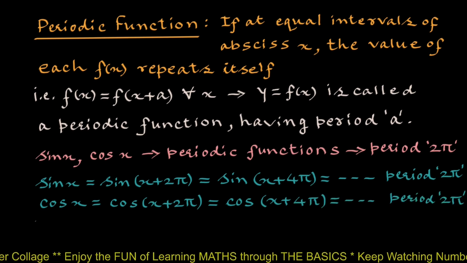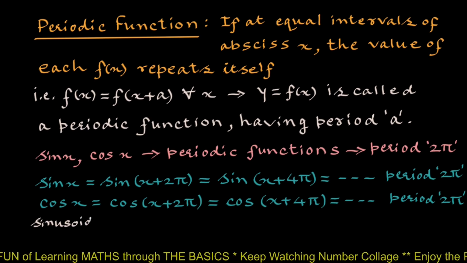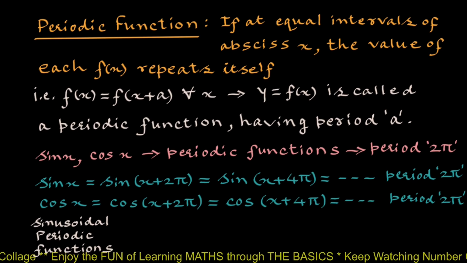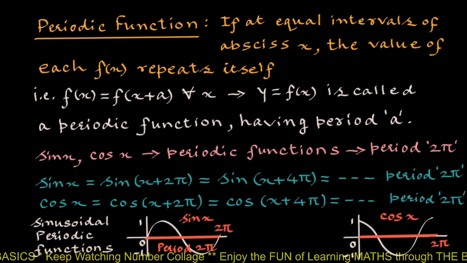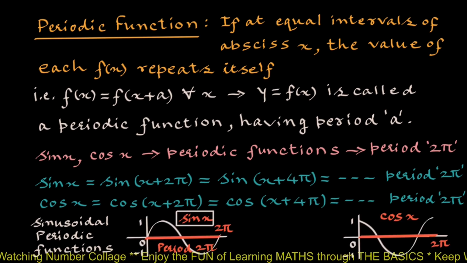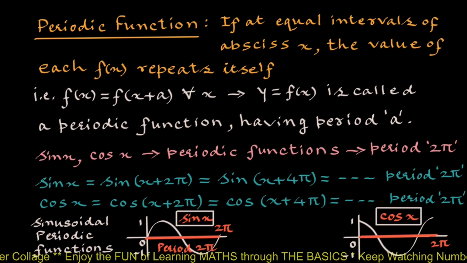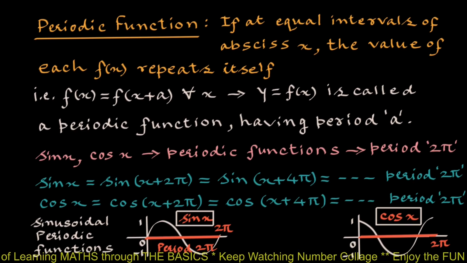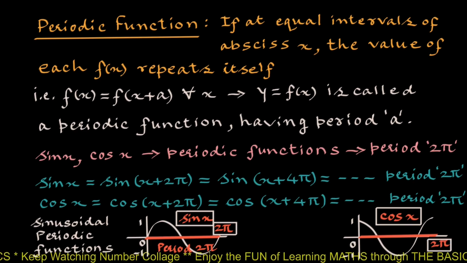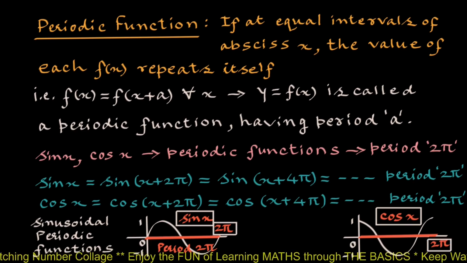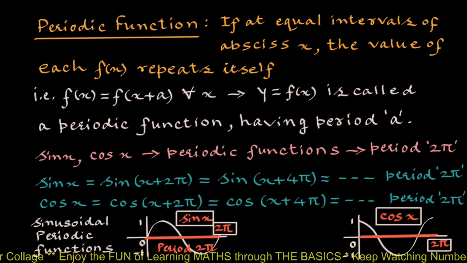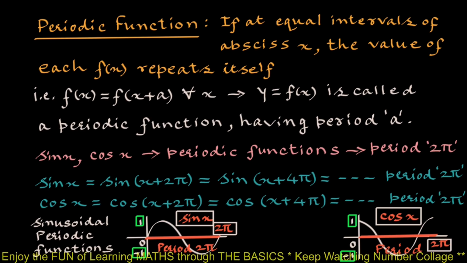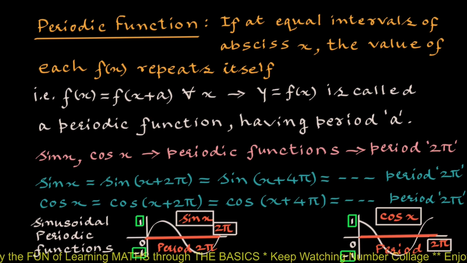They are also called sinusoidal periodic functions because their graphs are of the type: the first graph is of sine function and the second cos function. Here, at equal intervals of abscissa x, that is 2π, the value of each f(x), that is y coordinate, repeats itself from 1 to minus 1. Hence, period of these two functions is 2π.